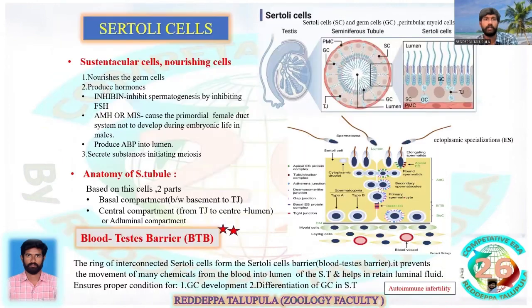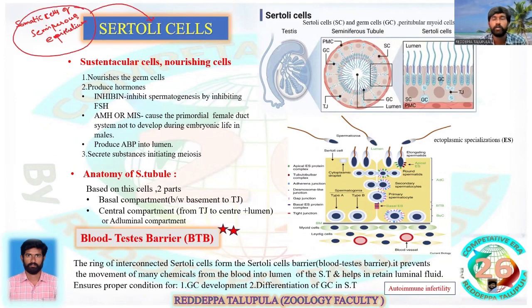Next, up to now we talked about the germ cells. Now let us discuss the somatic cells of the seminiferous epithelium. The somatic cells of the seminiferous epithelium are nothing but Sertoli cells. Okay, these cells are also called sustentacular cells or nourishing cells because these cells nourish the spermatogonia. Whatever the structure, up to spermatozoon, they will be nourished. Okay. Next, production of hormones will be seen.